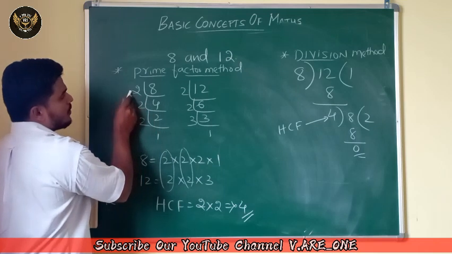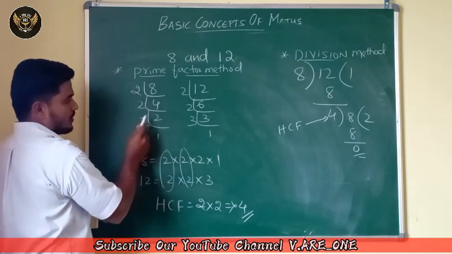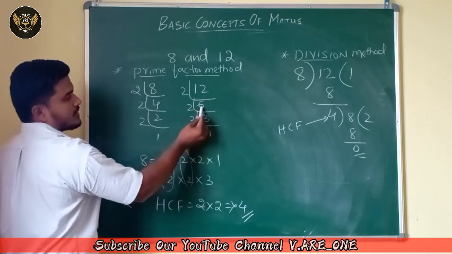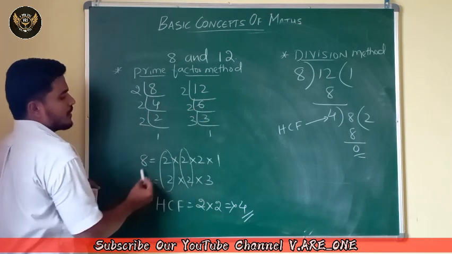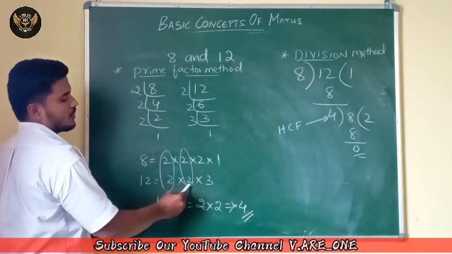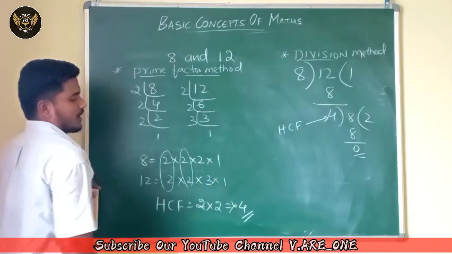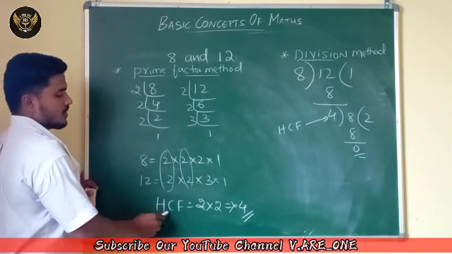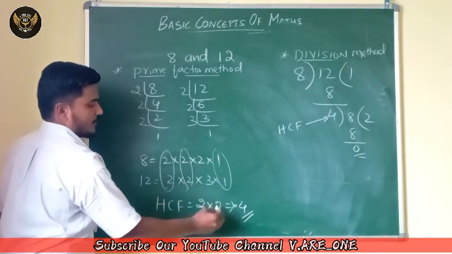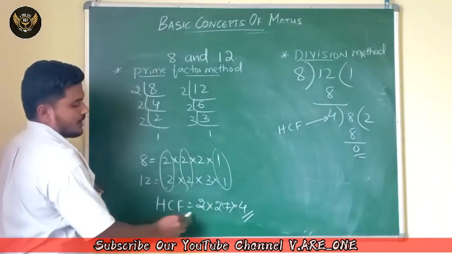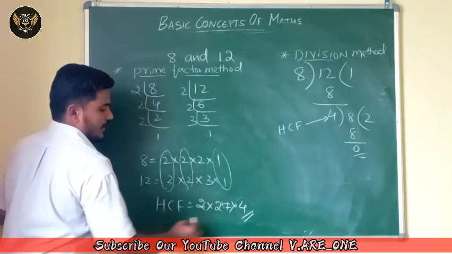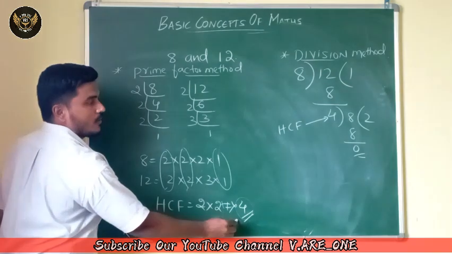If we divide 8, 2 4s are 8, 2 2s are 4, 2 1s are 2. Like that 12, 2 6s are 12, 2 3s are 6, 3 1s are 3. Here 8 can be written as 2 into 2 into 2 into 1, and 12 can be written as 2 into 2 into 3 into 1. Here we have to find the highest common factor. The common factors are 2 and 2 as well as 1. So we can write that as 2 into 2 into 1. That gives the answer 4. HCF of 8 and 12 is 4.